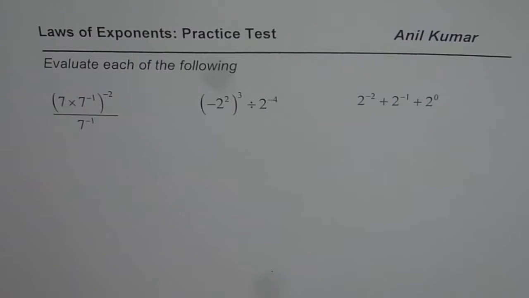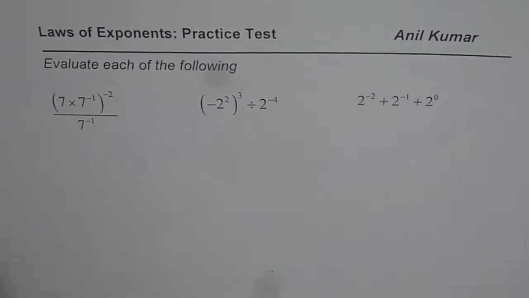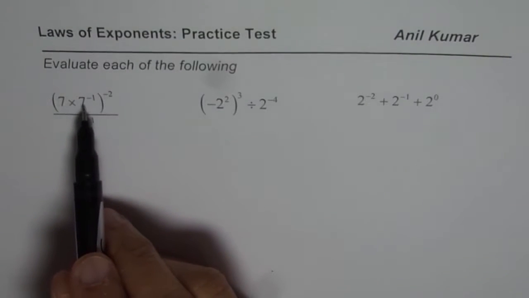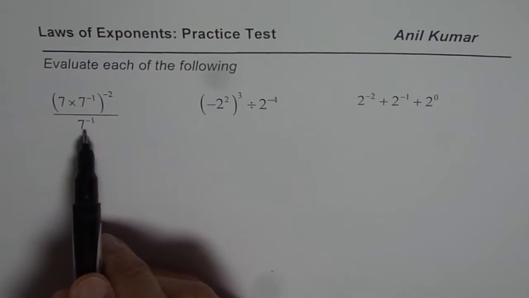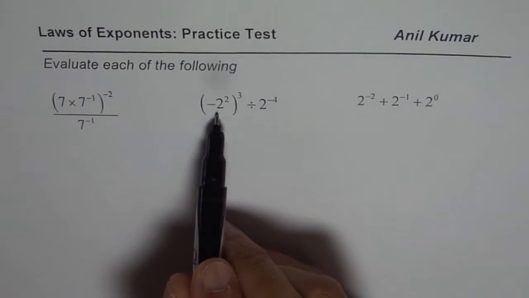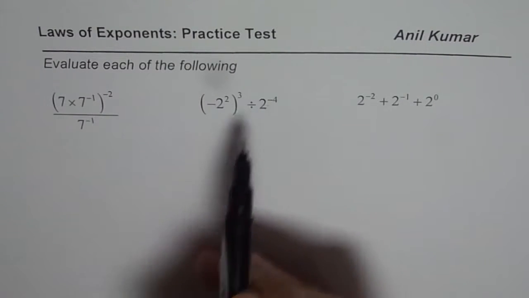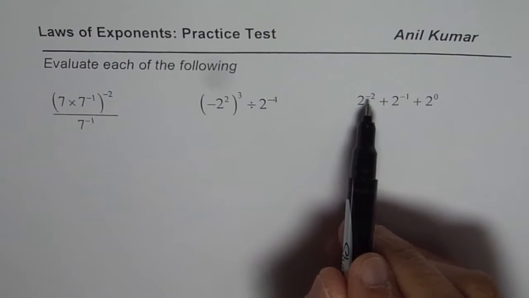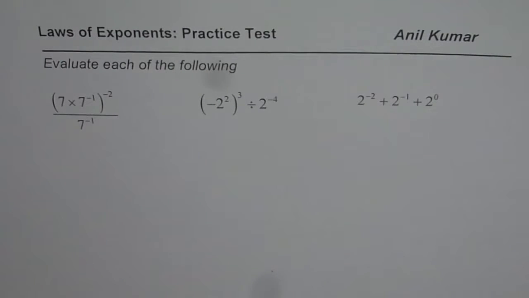The question here is: evaluate each of the following. So these are three expressions. First one is 7 times 7 to the power of minus 1, all to the power of minus 2, divided by 7 to the power of minus 1. Then we have minus 2 squared to the power of 3, divided by 2 to the power of minus 4, and here we have 2 to the power of minus 2 plus 2 to the power of minus 1 plus 2 to the power of 0. So you can solve, rather evaluate, these expressions and then check your answer. Let us see how to do them.